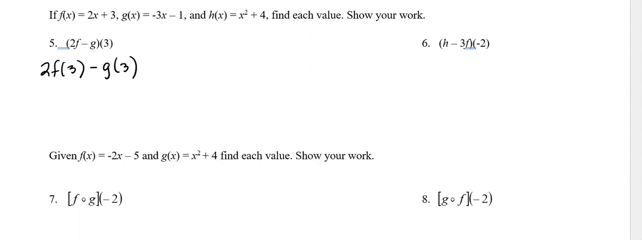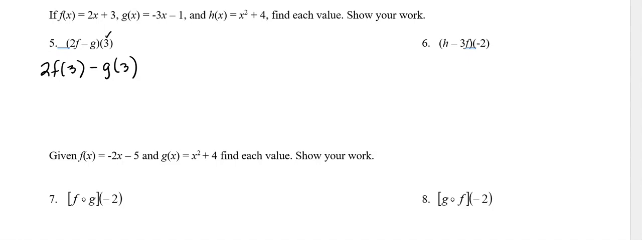This shows that I'm going to be inputting 3 into both f and g. Now I'm going to be doing a little bit more with the f function. Once I input 3 and get that output, I'll then be multiplying that output by 2. So let's see what that looks like.